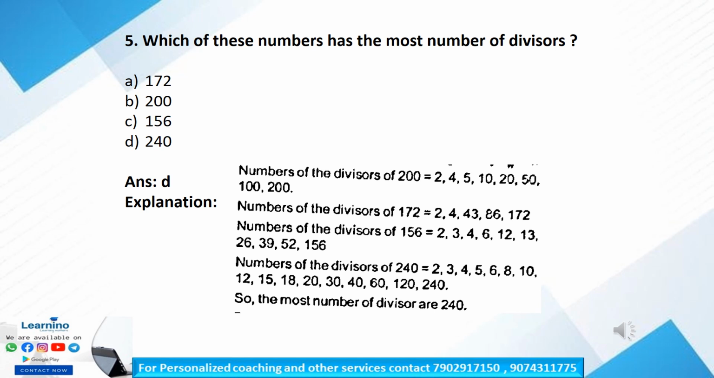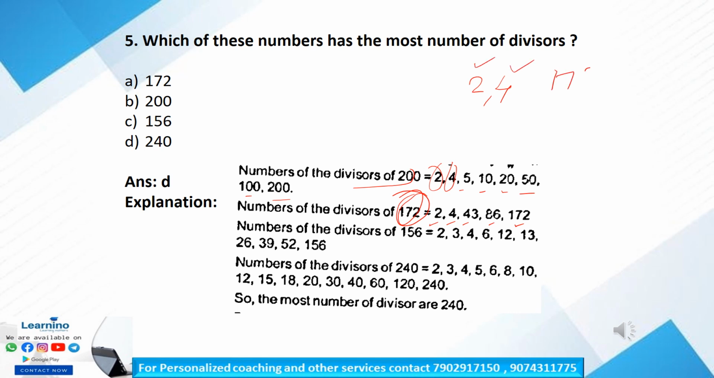For doing this question, we have to start from the minimal number, right? So the number of divisors of 200, let us see the explanation here. Okay, so the divisors of 200 are 2, 4, 5, 10, then 20, 50, 100 and 200. And the divisors of 172 are 2, 4, 43, 86 and 172. So 2, 4 we can directly get. That is, 172 can be divisible by 2 and 4.